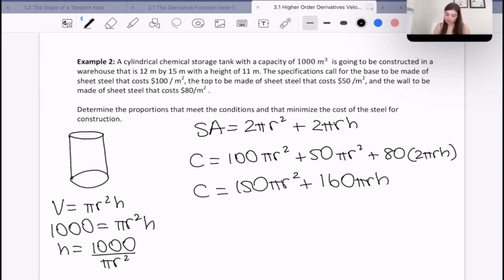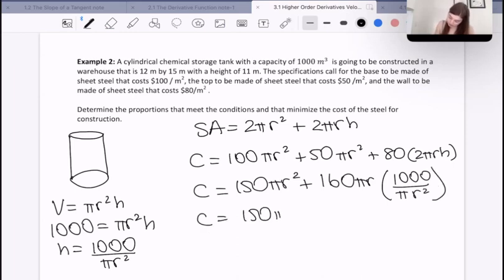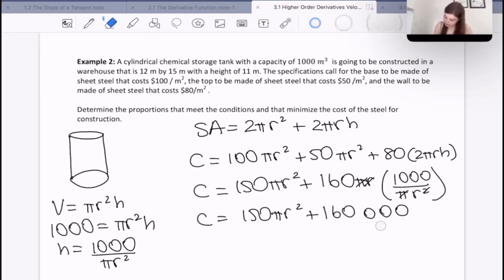Now we're also going to sub in, actually I should do that at this step, and just say that h is equal to 1,000 over pi r squared. And then we can simplify this even further. We can cancel this out, and we can cancel one of the r's out. So that's going to be plus 160,000 over r, or r to the minus 1 we could even put, because that's going to make it a bit easier for us to take the derivative, which is undoubtedly our very next step here, okay?